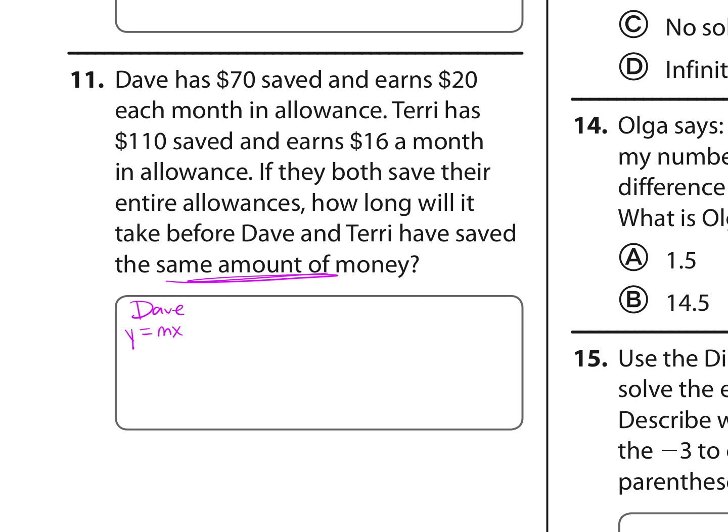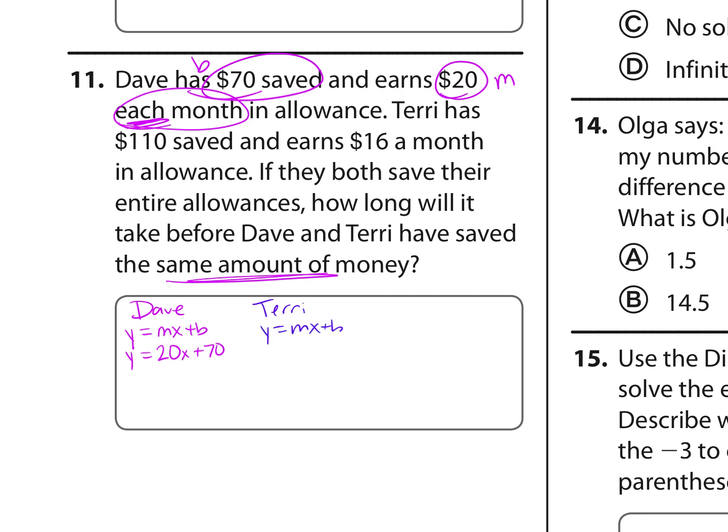I'm going to write it into y equal mx plus b. He has already saved $70, that's b, that's an initial value, and he earns $20 each month. That word each tells us it's repeated, so that's m, the slope. So y equal 20x plus 70. Then we're going to look over here at Terry.